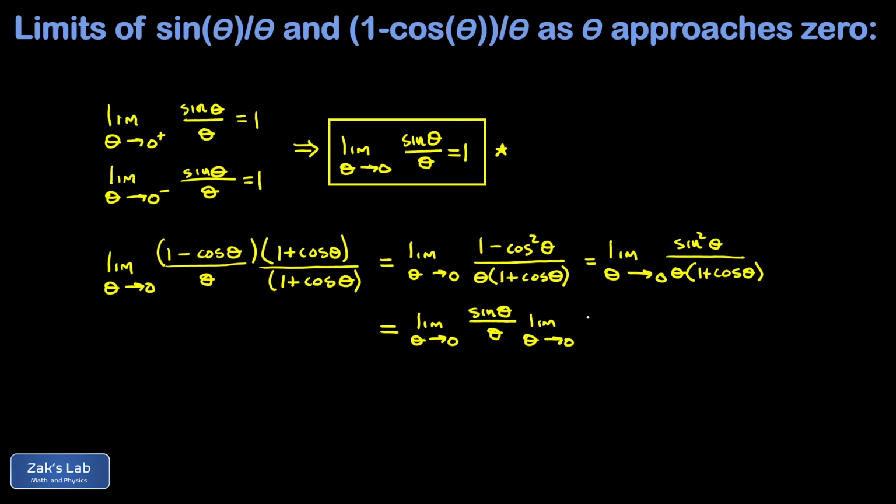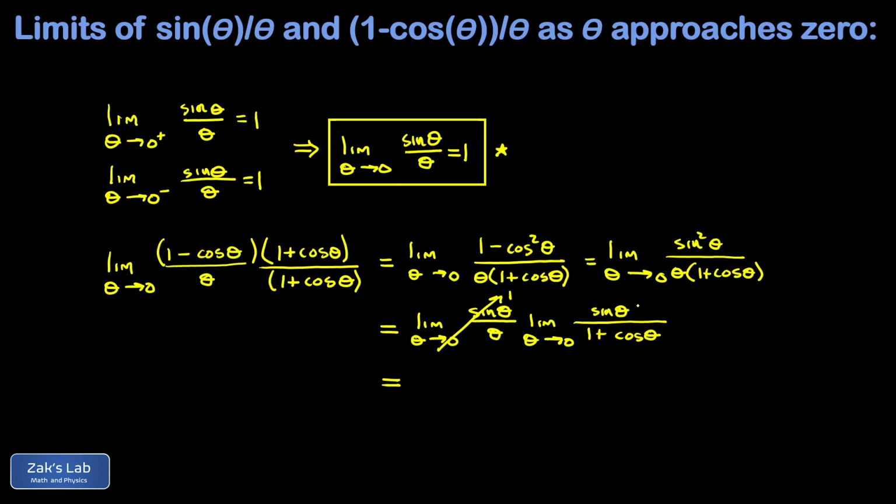The leftover pieces here are a sine theta in the numerator and a 1 plus cosine theta in the denominator. And again, that whole limit out in front is just equal to 1, so we can just replace that with a 1. And then we try to figure out the second limit. Well, there's no problem caused by direct substitution of theta equals 0 here. I don't have any kind of indeterminate form going on anymore.